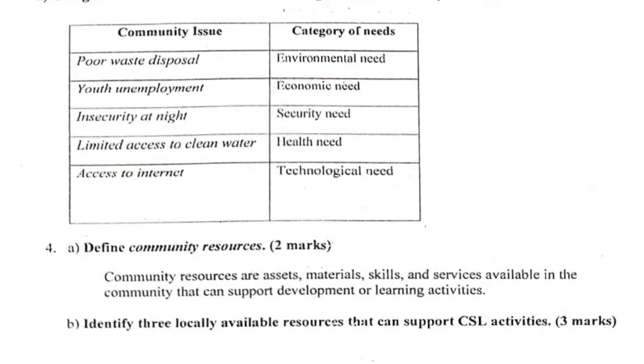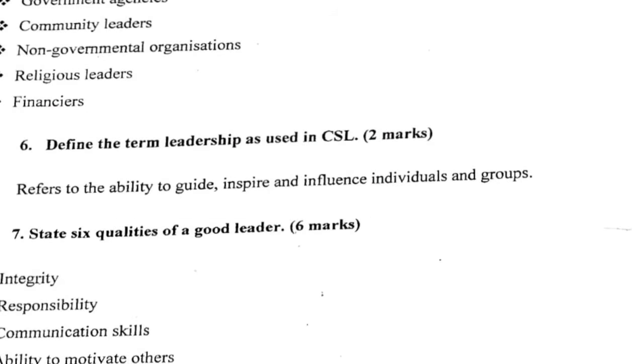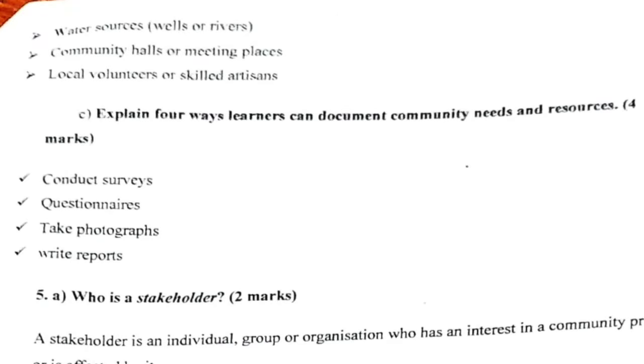Identify 3 local available resources that can support CSL activities. We have water resources, for example, wells and rivers. We have community halls or meeting places. We have local volunteers or skilled artisans. Explain 4 ways learners can document community needs and resources. They can conduct surveys, questionnaires, take photographs, or write reports.